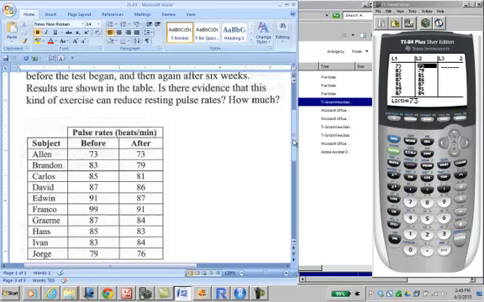So the first thing to do is check the preconditions. We have to satisfy one precondition, namely that we do have matched pairs. So we have a measurement before and after for every one of these individuals. Now, these are volunteers for the program. They're not randomly selected, but we can safely say that they are independent of each other, and that the before and after measurements are not independent of each other. So we do have matched pairs.